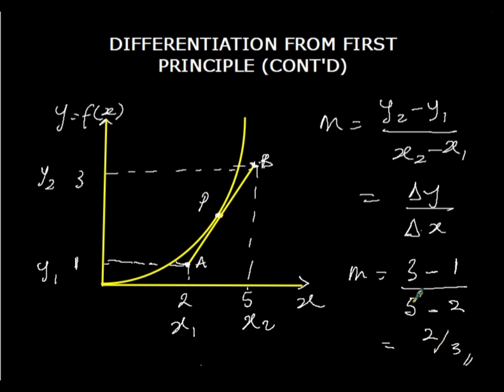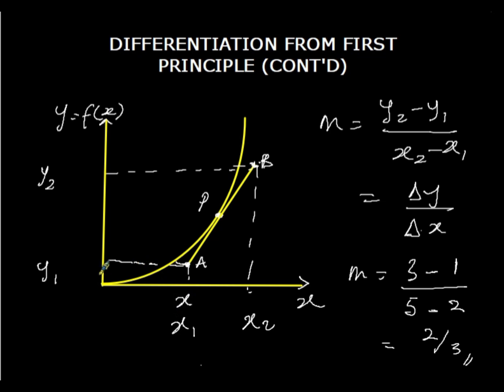So this becomes the gradient of the line AB. Now assuming we don't have any value here, so let me clean this off. 2 and 5, 1 and 3. How do we get the gradient of this curve? It's simple. So if this is our x value, remember we don't know what the x value is, so let's just call it an x value.